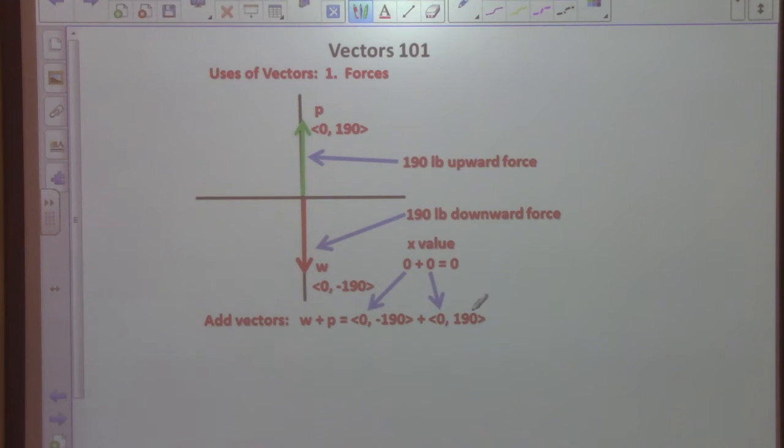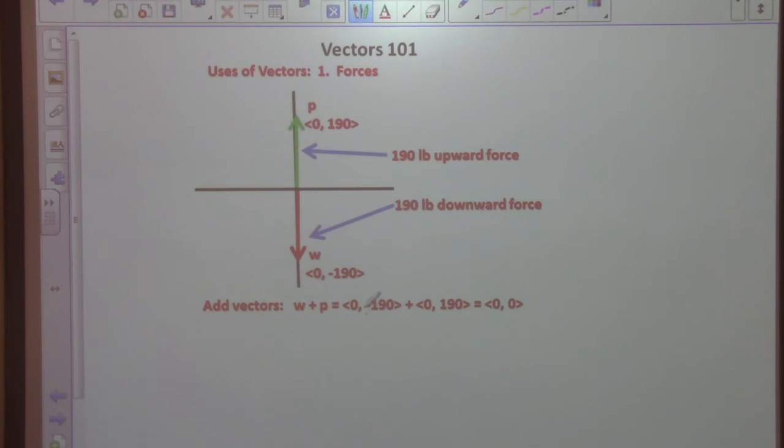Okay, and we can represent the addition of these two vectors, in this case W and B, algebraically and write them as an equation. So W plus B equals the sum of these two vectors. When you add those two vectors together, it's 0 plus 0 equals 0, and negative 190 plus 190 equals 0. So your net result of those two vectors together for anything that remains motionless is going to be 0, comma 0. That's my favorite math equation, 0 plus 0 equals 0.